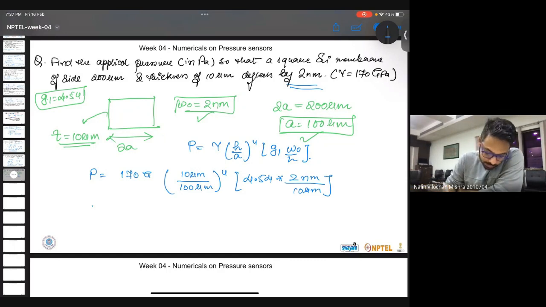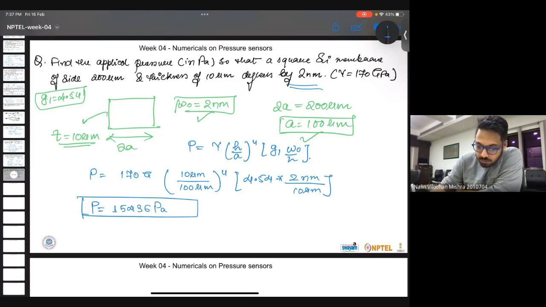And after solving it, you must get 15436 Pascal. Please convert this unit in micrometer so that it's uniform. And giga is 10 to the power 9.